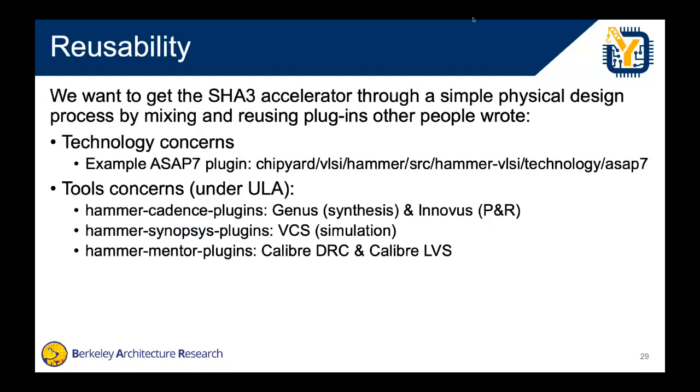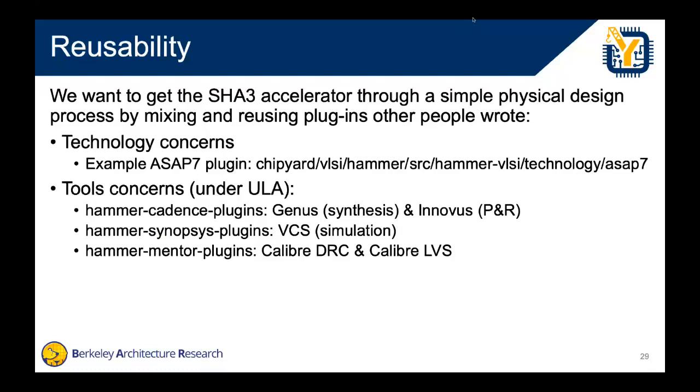Basically, we're trying to show the reusability of Hammer, so you can put this accelerator through a simple physical design process by just pulling in all the stuff that's already written in Hammer and all the plugins that are already written. You don't have to write pretty much anything yourself to do this demo. So we're using the ASAP7 plugin, which is one of the only plugins that's open sourced, so that path works in Shipyard.